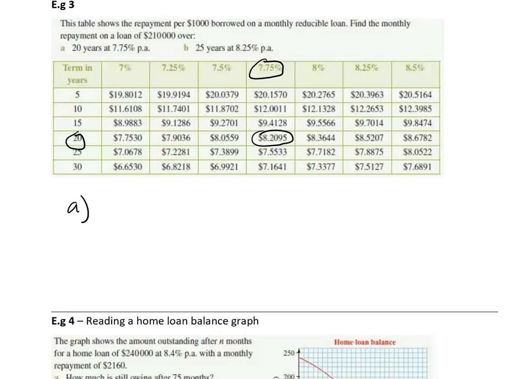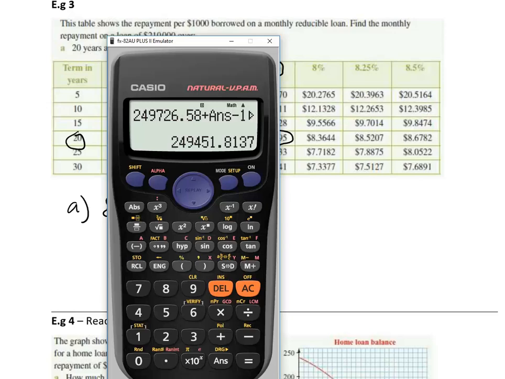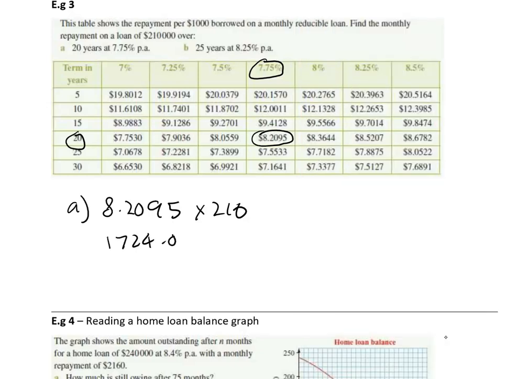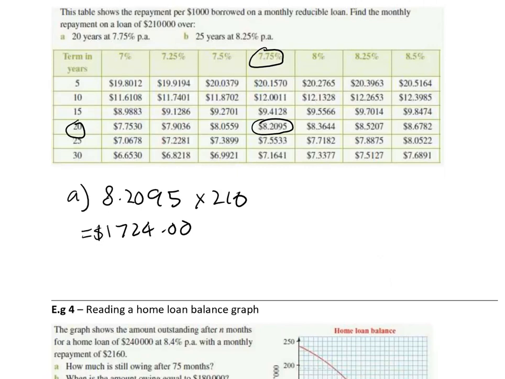So for part A, it's going to be 8.2095 times 210, because that's how many thousand we have. Let's put that in our calculator, and we will get our answer here. Okay, so 1,723, and well, let's round it up, so 24 is our answer. And you can see part B we would do similarly, using the different values as such. You can complete part B on your own.